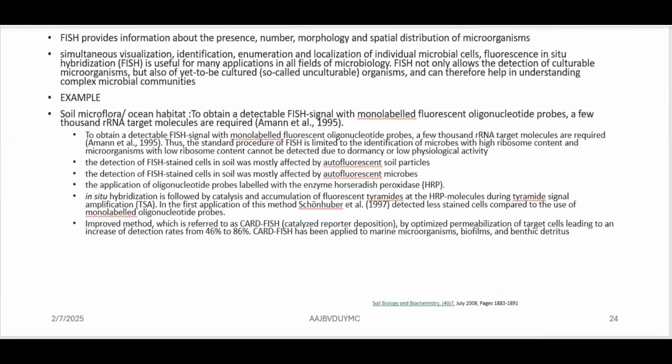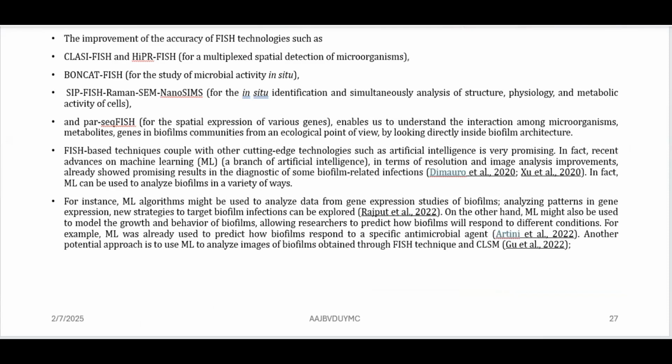Just the last 2 minutes and then we will conclude. Here are the important improvements which are going to increase the accuracy of FISH methodology. So CLASI-FISH and HiPR-FISH, that is another thing. These are multiplexed. In next generation sequencing and yesterday in microarrays we talked about this. They are referred to as multiplex, where multiple analyses are happening at a time. So this is the version that is CLASI-FISH and HiPR-FISH.